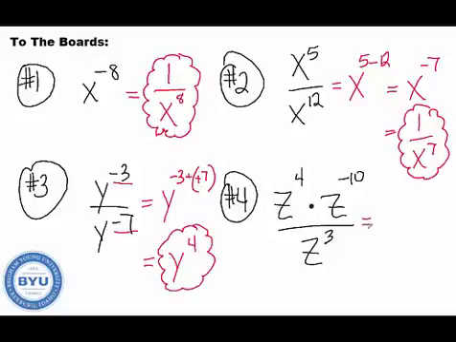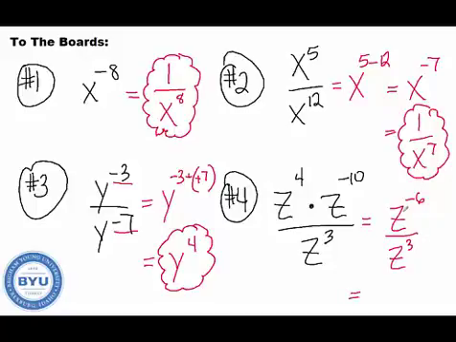Excellent. Question number 4. I'm going to do the product rule here. When multiplying powers, we add the exponents. So that's going to be z to the 4 plus a negative 10. Ooh, 4 plus a negative 10. That's like 4 minus 10. So that's z to the negative 6, all over z to the 3.